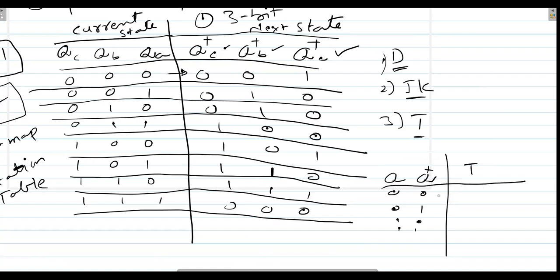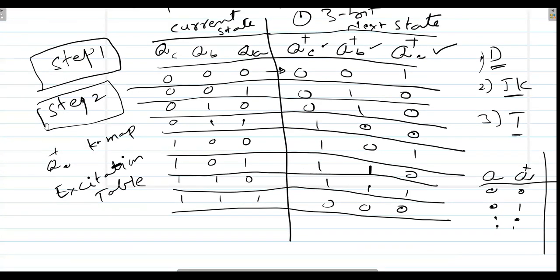When 0, 0, no change, so T is 0. When 0, 1, toggling is happening, so T must be 1. If it is 1, 0, T must be 1, again a toggle. Here 1, 1, no change. So excitation table knowledge and then K-maps are required here, and with the help of all this, we obtain something called a Boolean expression.